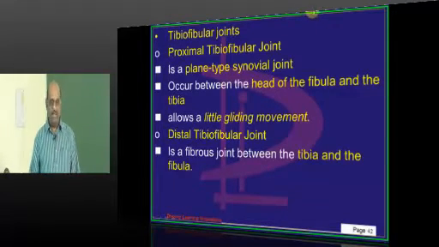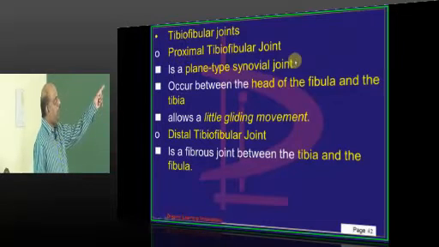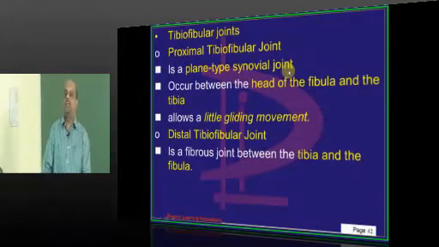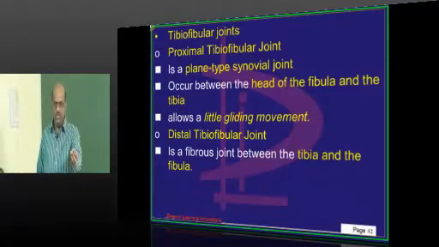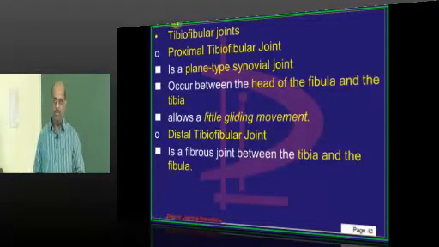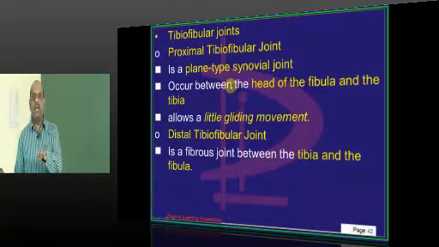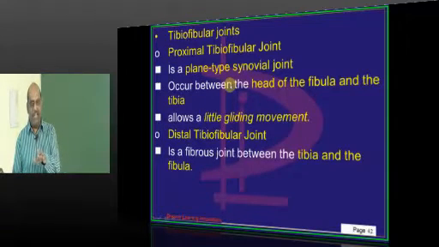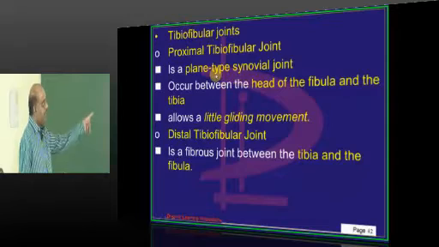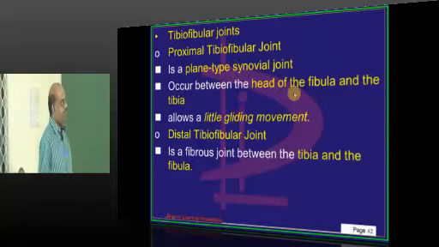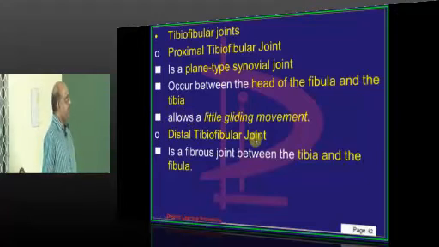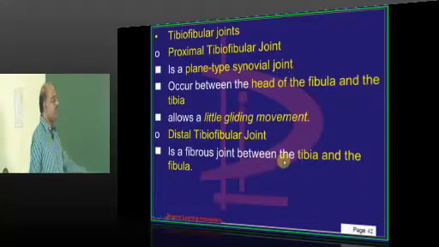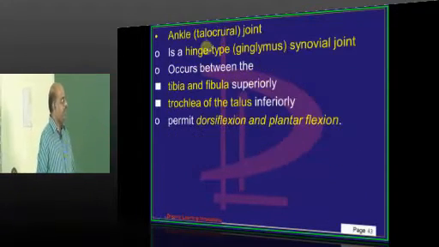Now, proximal tibiofibular joint. What kind of joint is it? There are three, four more joints left over. We will run through them. Don't worry. Knee only is called a complicated joint, because it takes a little longer time. It is a plain type synovial joint between the head of the fibula and the tibia. There is very little gliding movement. Then the distal tibiofibular joint is a fibrous joint between tibia and fibula.